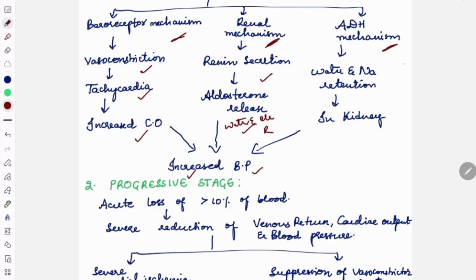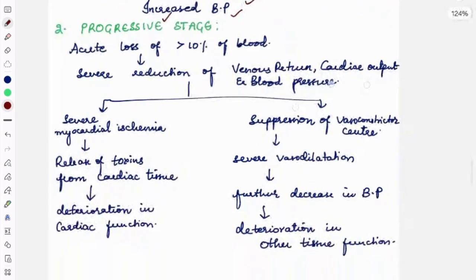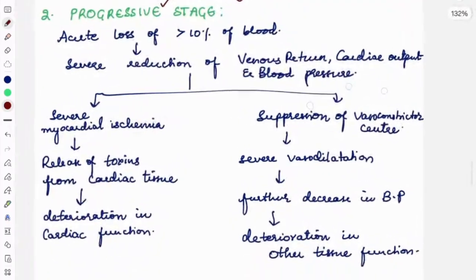whereas the ADH mechanism is also a long-term type of mechanism that will cause water and electrolyte retention directly in the kidney, that will lead to increased ECF volume, and ultimately it will lead to increased BP. Okay, this is the compensatory stage.